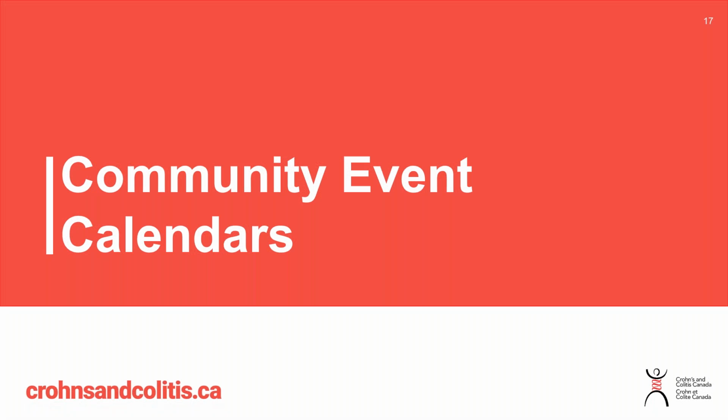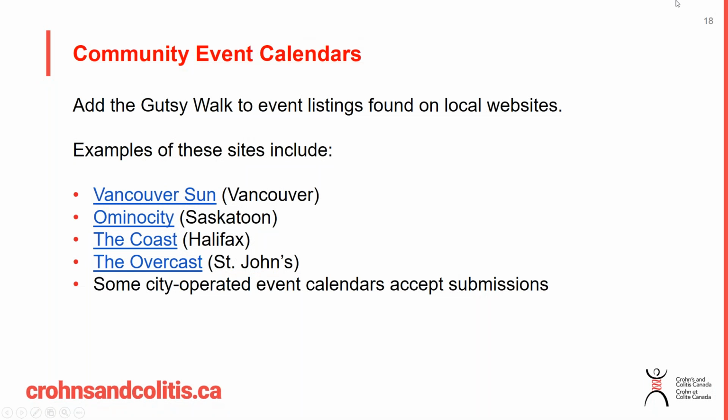So first we'll dive into the community event calendars. So oftentimes you'll find on local websites, there's a section where you can submit event listings. So you'll see a couple of different examples here of sites that do allow you to list events. So there's the Vancouver Sun, the Coast, the Overcast, and there's also some other city-operated event calendars that will accept submissions. So you'll just have to do a bit of digging to find out which sites are most relevant to your local area and then the submission process that they require.